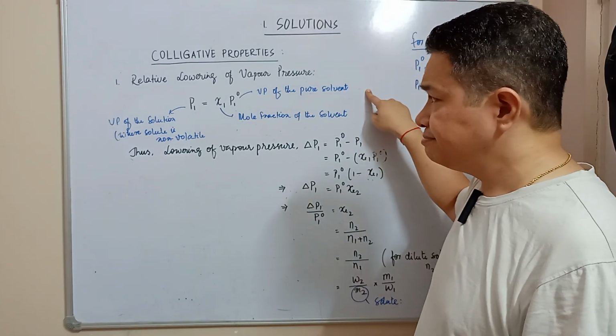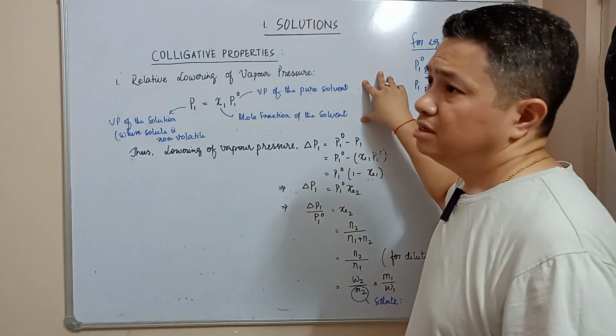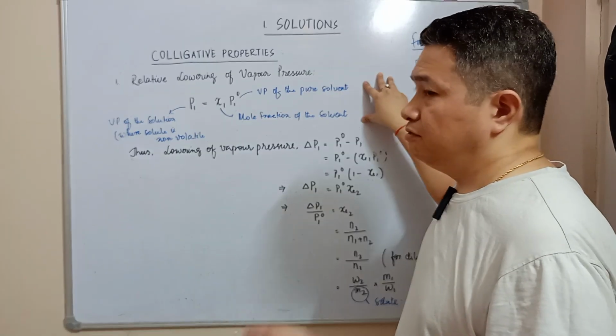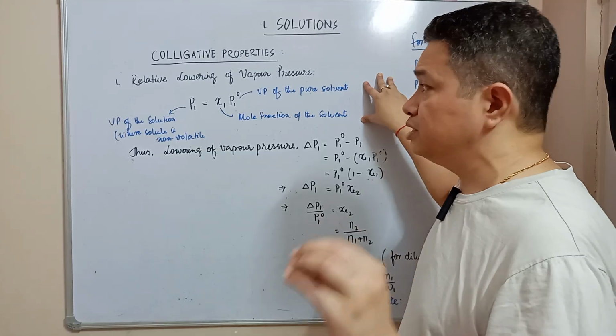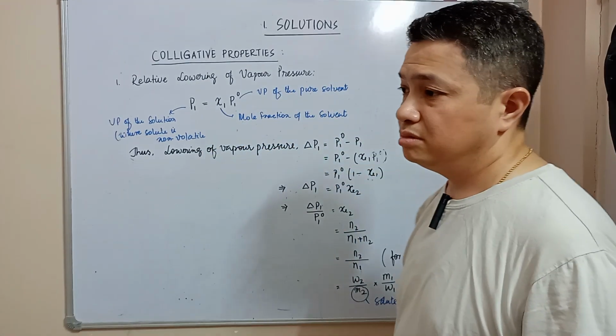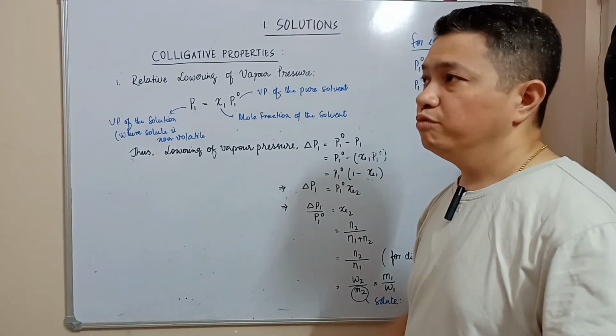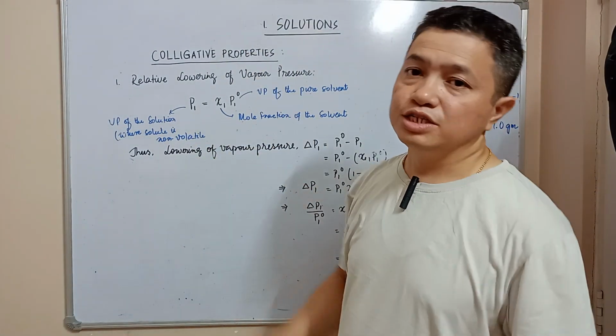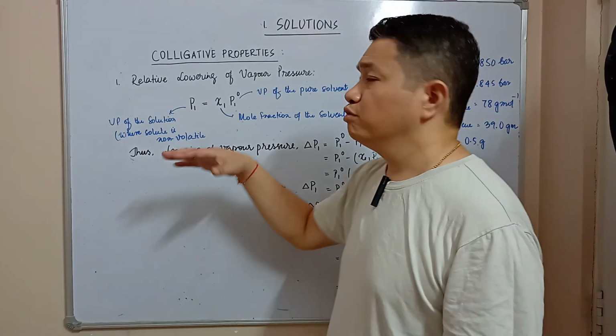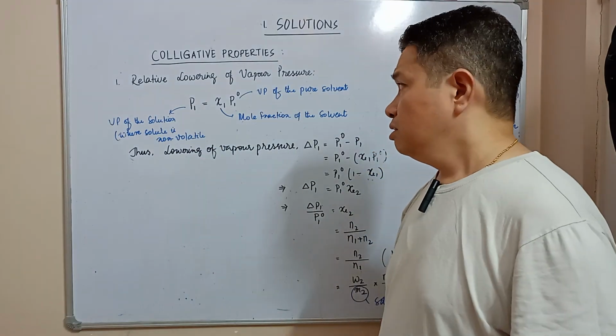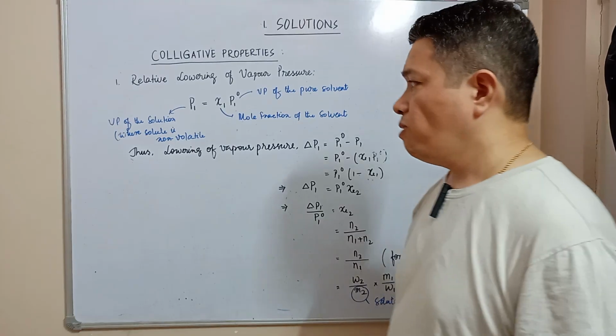Raoult's law says that for a solvent, its vapor pressure is directly proportional to its mole fraction. If the mole fraction lowers, its vapor pressure will lower. If the mole fraction increases, its vapor pressure will increase. The partial vapor pressure of the solvent will increase.